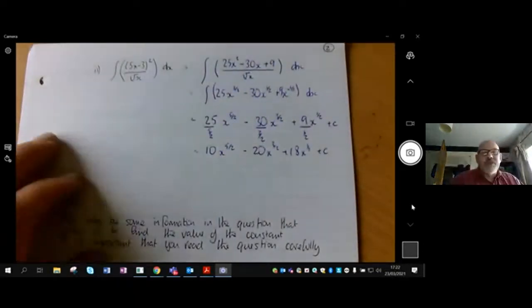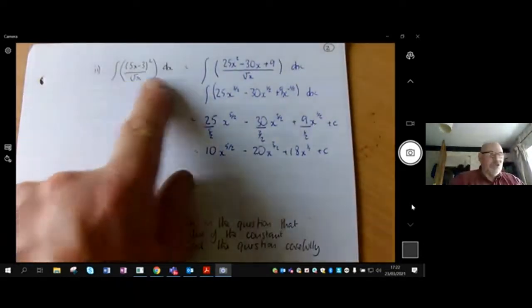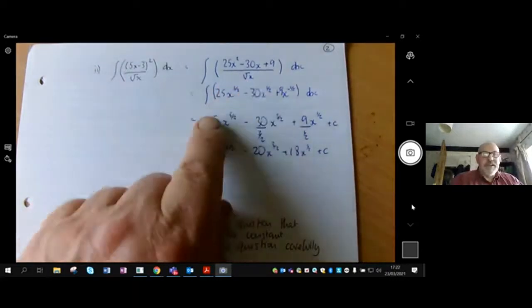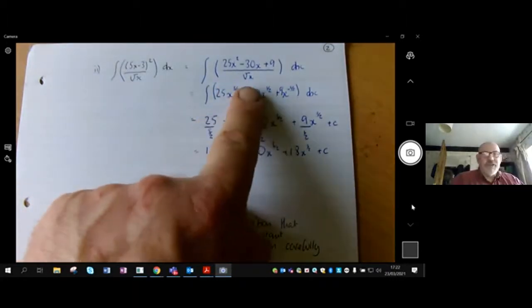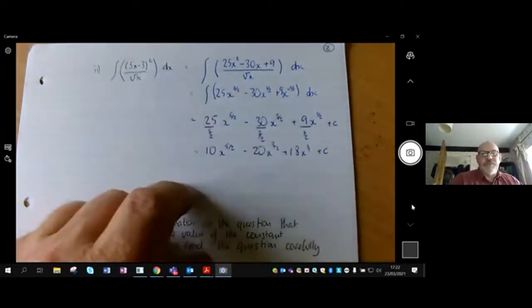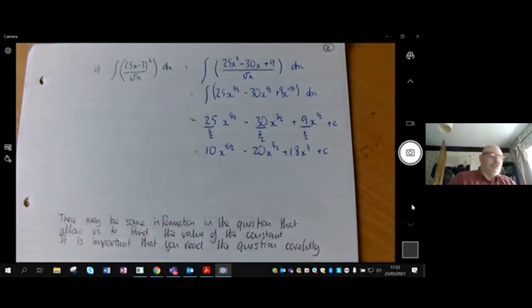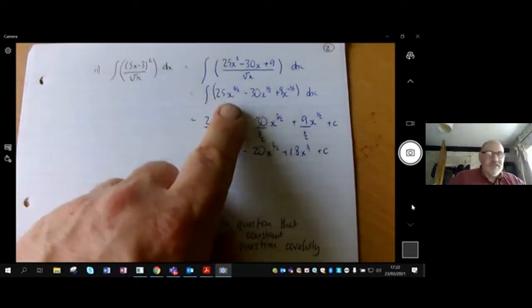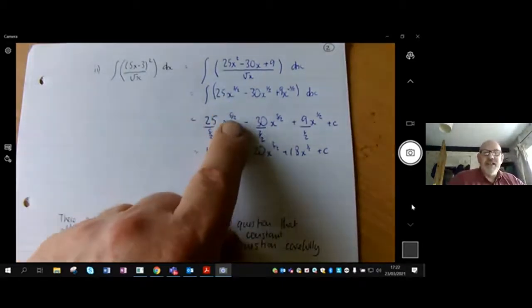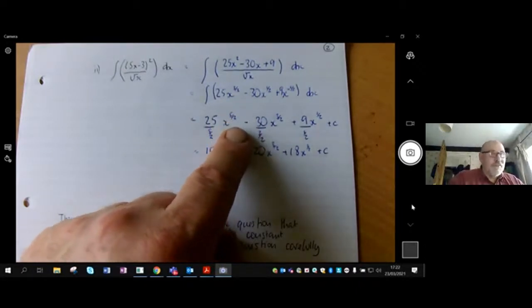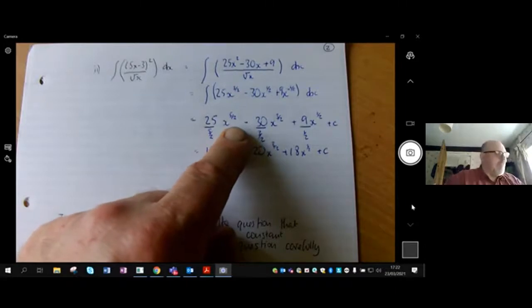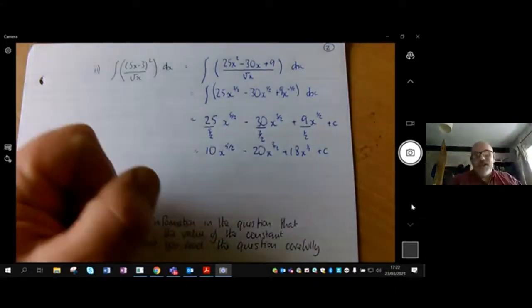where a bit more was to be done. Expand the top, divide each term by root x or x to the half, so you're subtracting the powers, then you integrate, and I do it showing all the working. Some people might say integrating that, it's x to the power of 5 over 2, and then they multiply it by 2/5 instead of dividing by 5 over 2. You can see why that works.